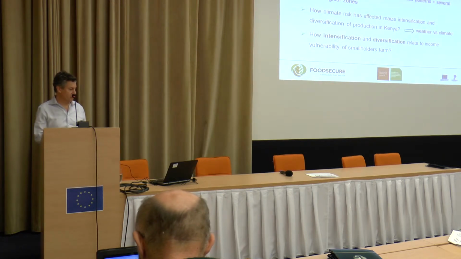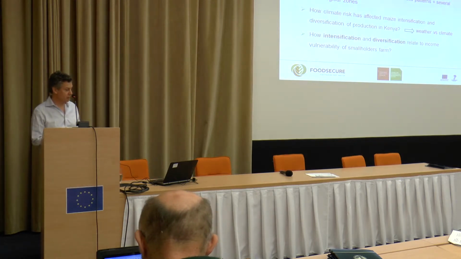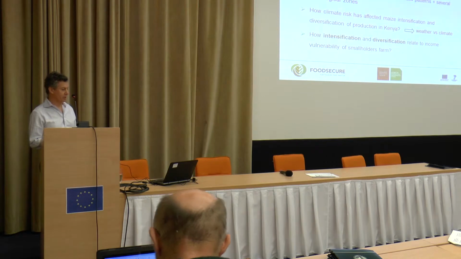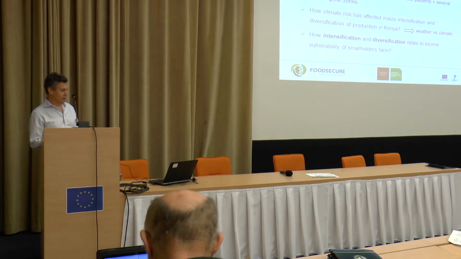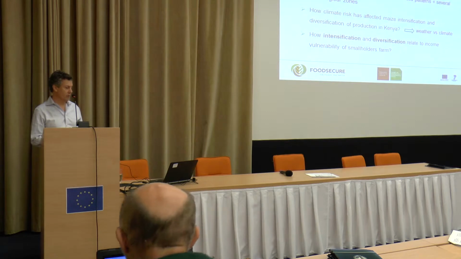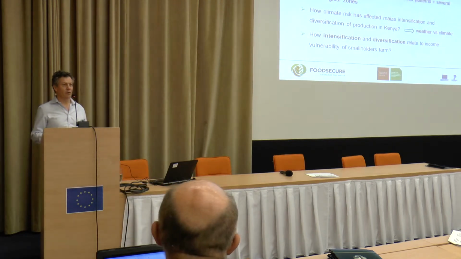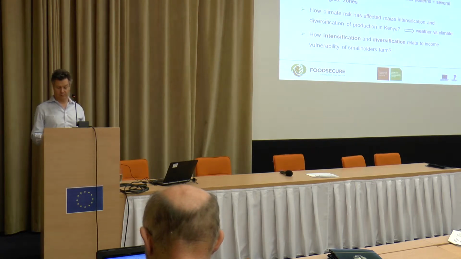So what this study is looking at is how climate risk has affected maize intensification and diversification of production, making a distinction between weather versus climate as explanatory variables. And then, in a second stage, looking at how intensification and diversification decisions relate to income vulnerability, focusing on smallholder farmers.